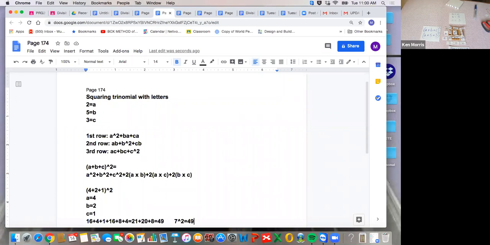Again, they're going to run into this formula in the second half of algebra when they start squaring trinomials algebraically, and certainly when they start factoring. So all this work really sets them up for that.